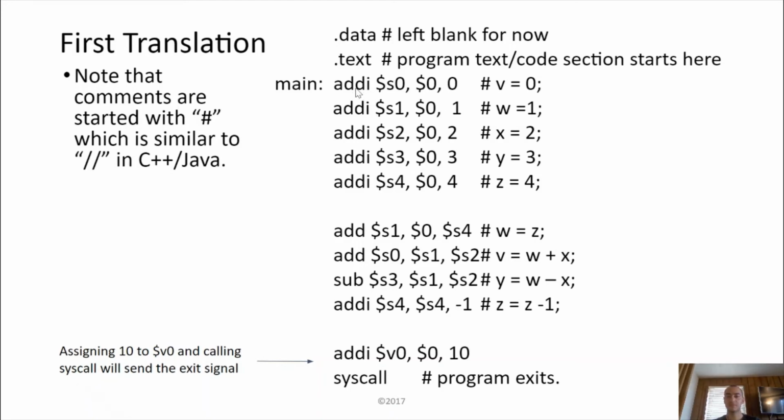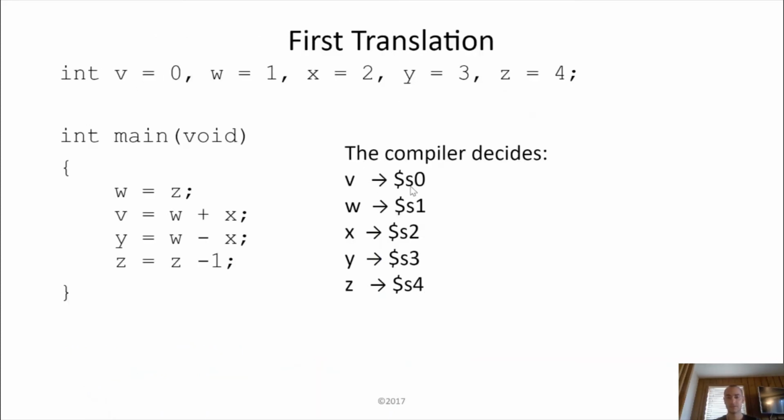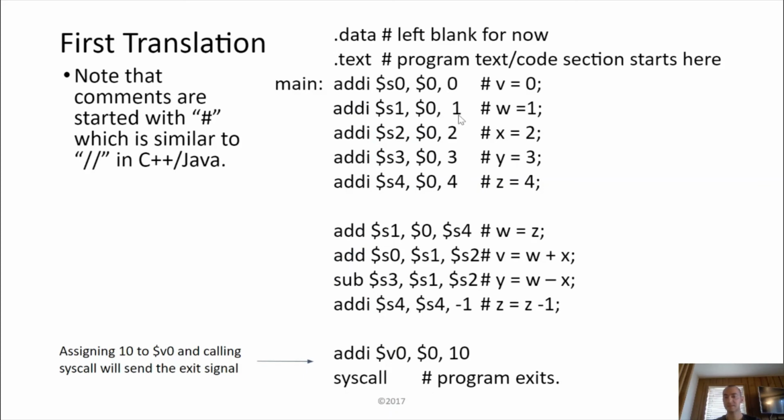Here we have addi $s0, $0, 0. So what's happening here? We are adding $0, a constant 0, and storing that into S0. So this is always going to be 0, and we are saving that to S0. S0 was V, and V is initialized to 0. So that's how we are doing these initializations. W is 1, so we have addi S1, $0, and 1. So this is 0, and plus 1 is going to be 1, and we are storing that into S1.